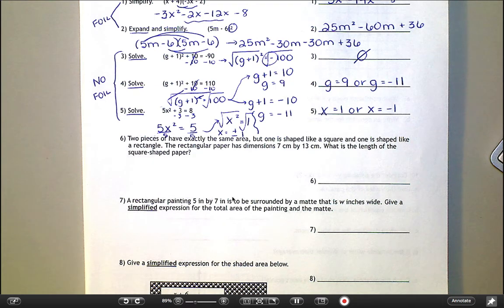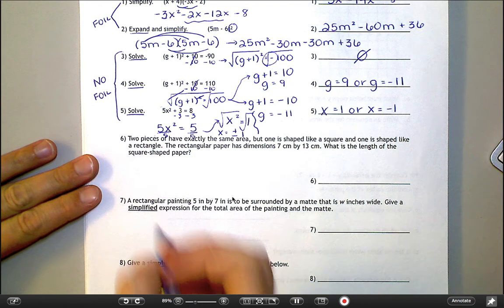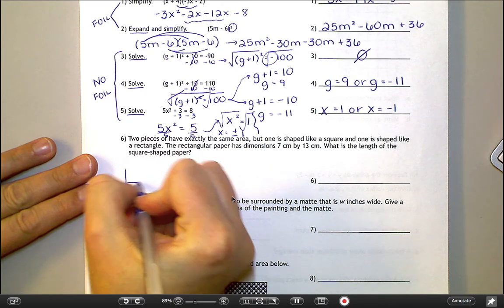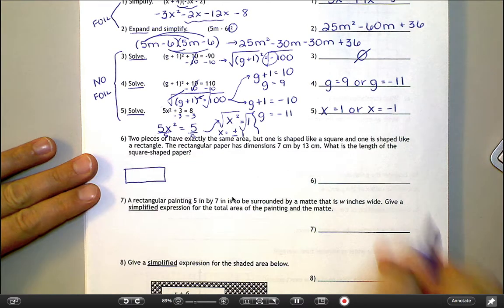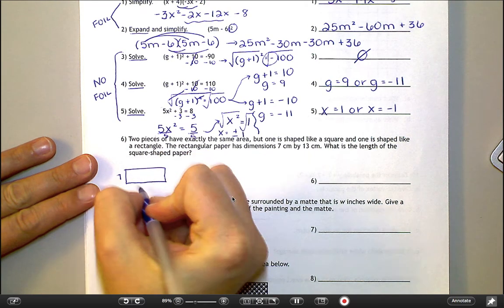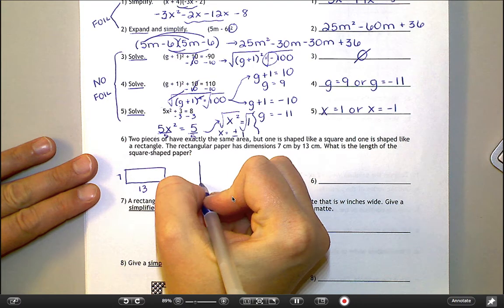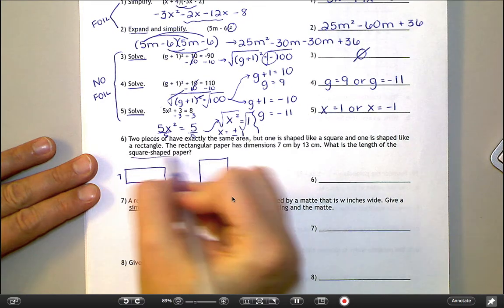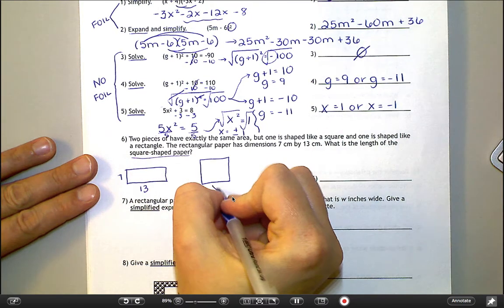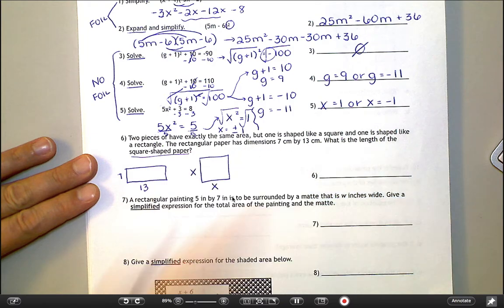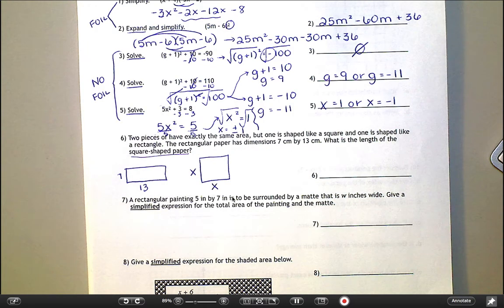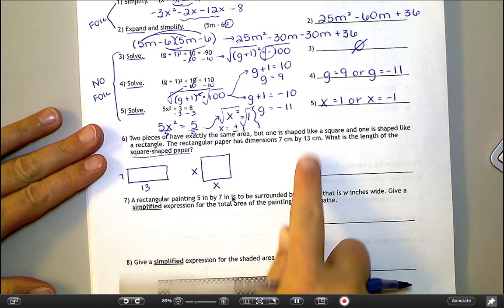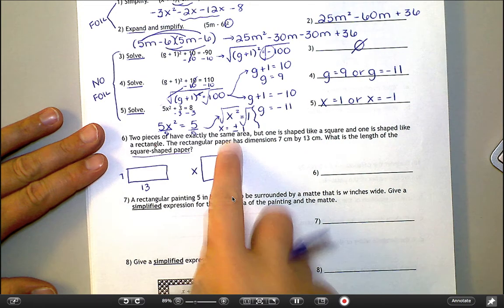Okay, looking at number 6, we've got two pieces of paper with the same area. We have a rectangular piece that is 7 by 13, and we have a square piece, and I don't know what the side lengths on that are, but that's what I'm trying to find. Okay, so I'm going to call that x, and because it's a square, I know that all of my sides are x. And I know that the areas are the same, right? They have exactly the same area.